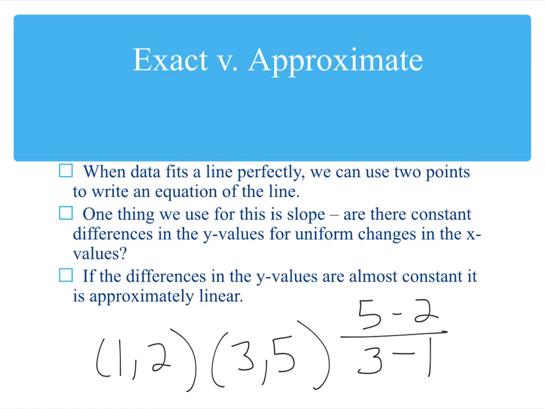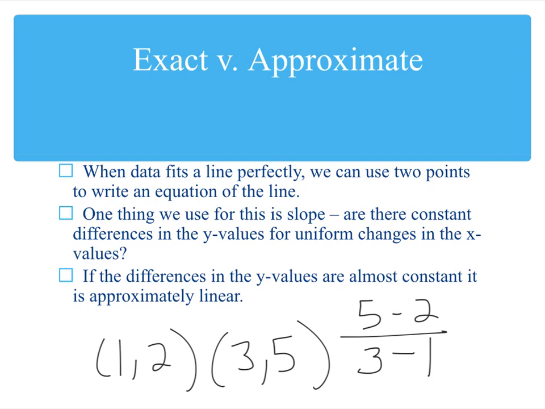The key when you're finding slope is that you're looking to see if there's a constant difference in the y values for a uniform change in x values. So you don't want in a table x to be counting by ones, and then suddenly it counts by twos, and then it goes back to ones again. Otherwise, you can't really find the slope. If, however, we find that the differences in the y values are almost constant, then we'll consider it approximately linear.